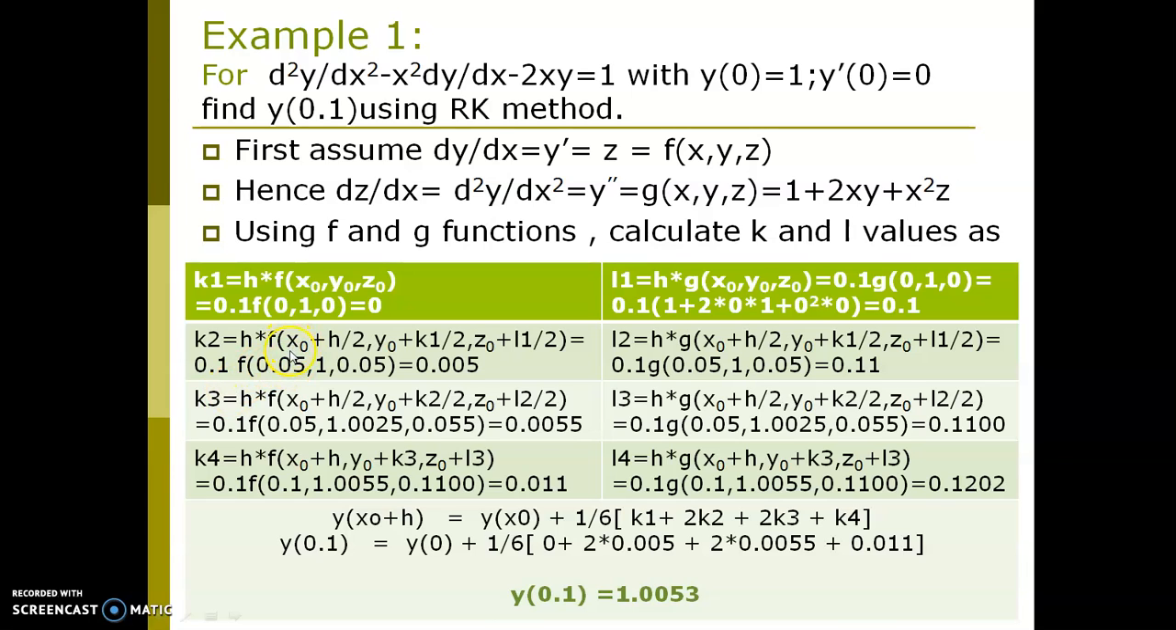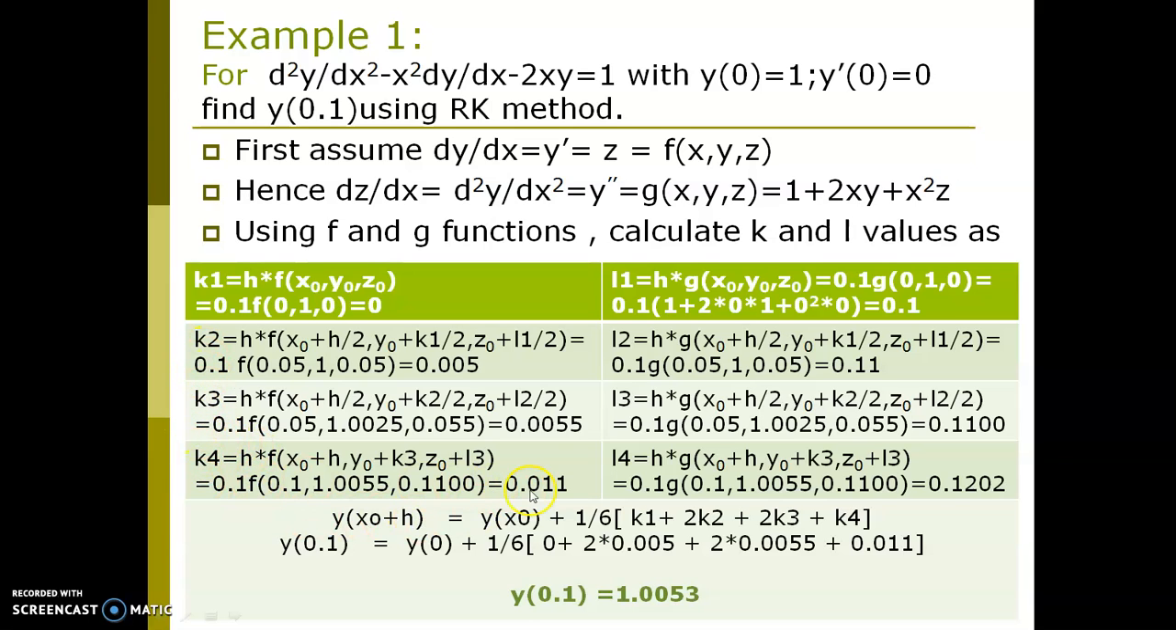See carefully how the variables have changed their values. x0 changes to x0 plus h by 2, y0 changes to y0 plus k1 by 2, z0 changes to z0 plus l1 by 2. And again evaluate the function to get k2 value as 0.005 and L2 value by putting same variable values into the second function, we get L2 as 0.11. You can cross verify the calculations and do the calculations yourself for verifying the values.